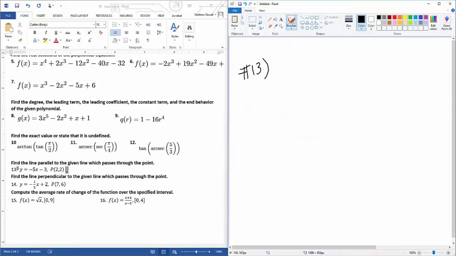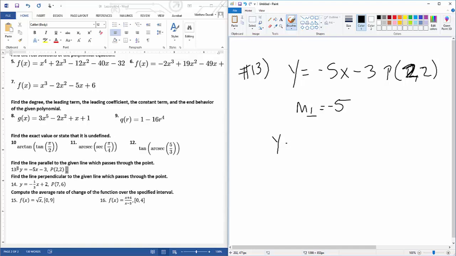So number 13, it says find the line parallel to the given line which passes through the point. So I have y equals negative 5x minus 3, and my point is going to be 2, 2. So to create a line, we need to have a point and a slope. So if it says the line parallel, that means the same slope. So the slope parallel to this is also negative 5. And so we're going to use the point slope formula. y minus y1 equals m times x minus x1.